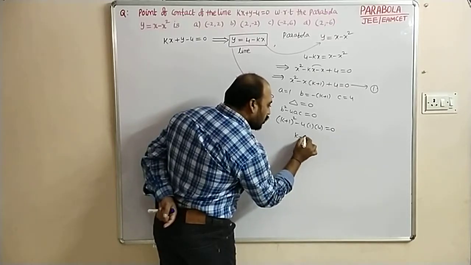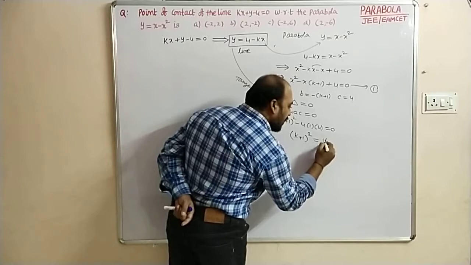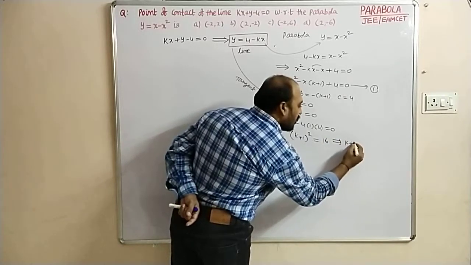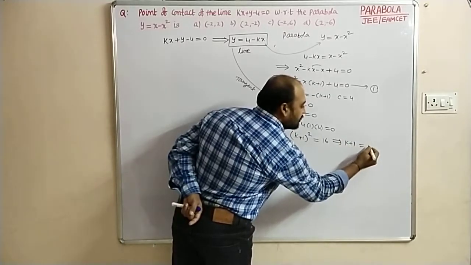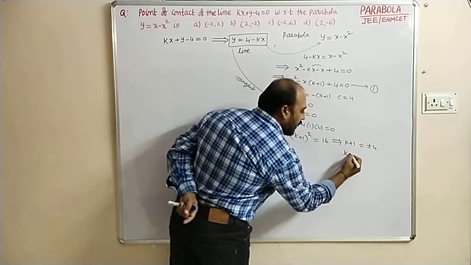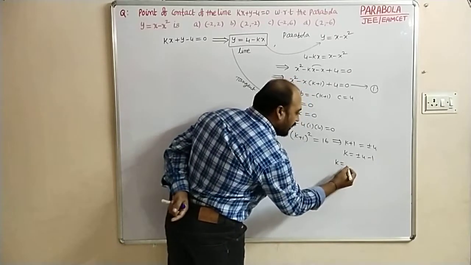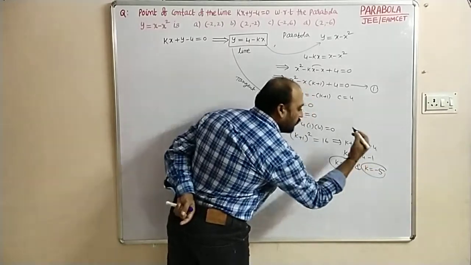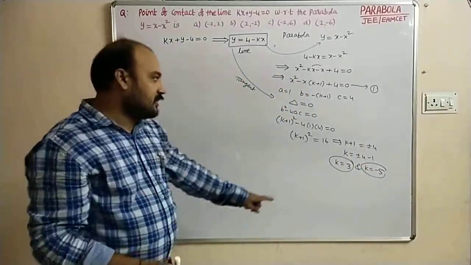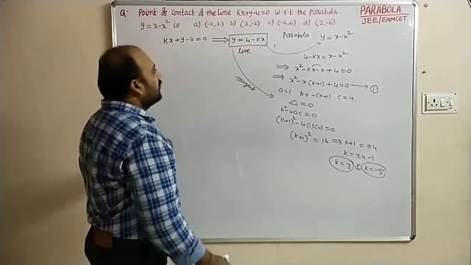So (k+1)^2 - 4 into 4 - 16, we can take this side, plus 16. That implies (k+1)^2 = 16, so k plus 1 equals plus or minus root 16, plus or minus 4. K equals plus or minus 4 minus 1. If we consider plus, you will get k value is 3. And if we consider minus, k value is minus 5.